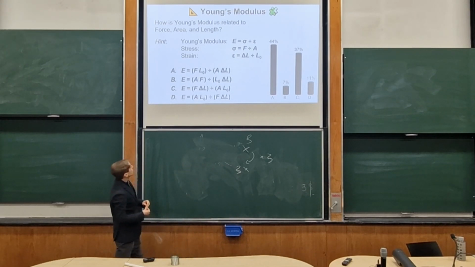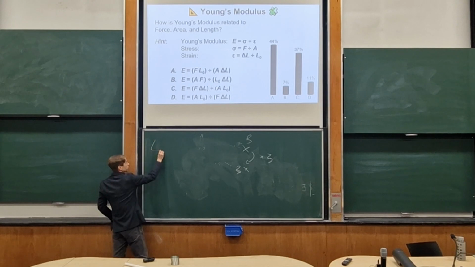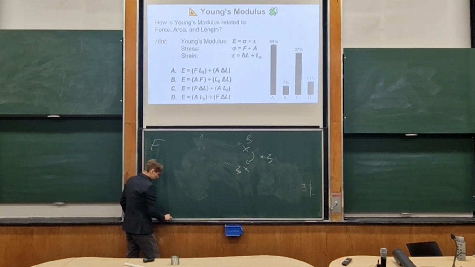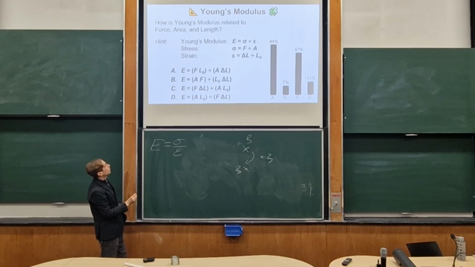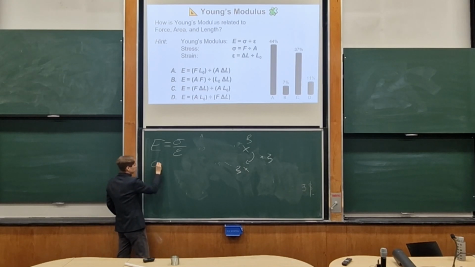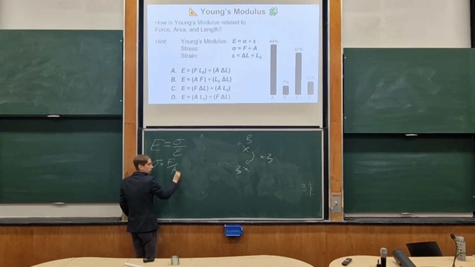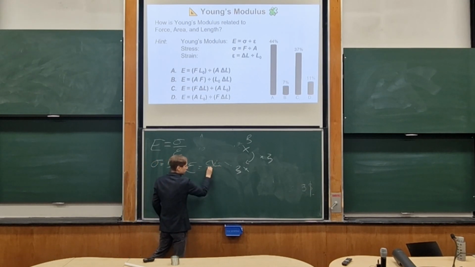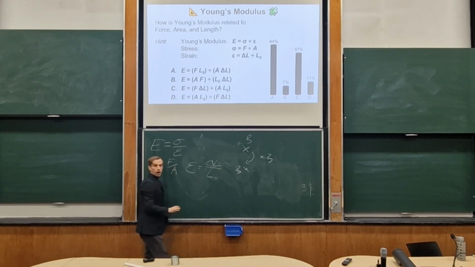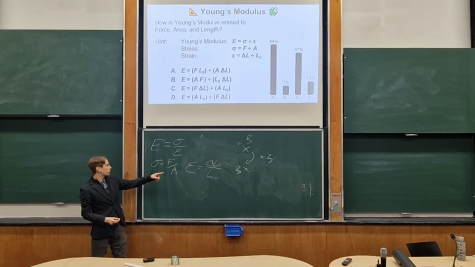So we've got that our Young's modulus is equal to our stress divided by our strain, and the stress is force per area, and the strain is our change in length divided by our original length. So these are the pieces of the puzzle.